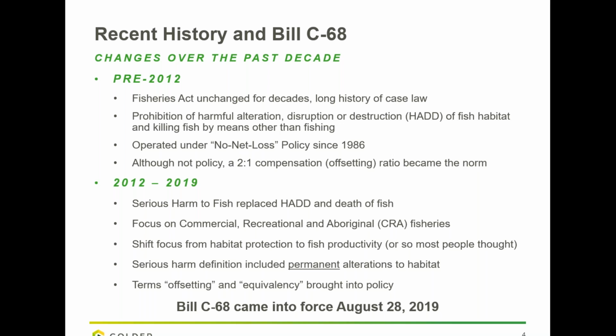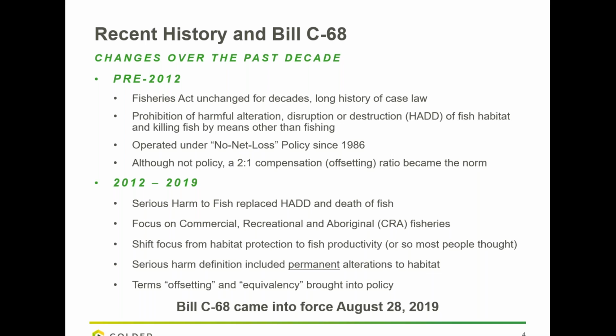there was certainly a period of stability pre-2012 where the Fisheries Act remained unchanged for decades. There were some habitat protection measures that were introduced in the late 1970s. And with that, there's a long history of case law for projects and violations that have happened under the Fisheries Act to define the prohibitions under the Fisheries Act. And the main prohibition at that time was the harmful alteration, disruption, or destruction, or what has always been referenced as a HADD of fish habitat. And there was also a prohibition against the killing of fish by means other than fishing.